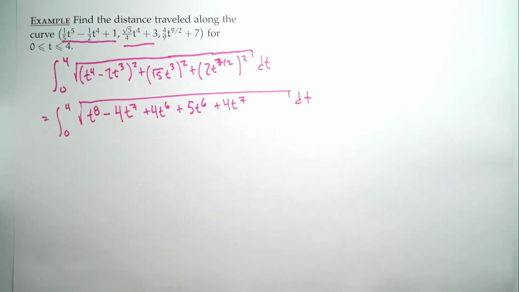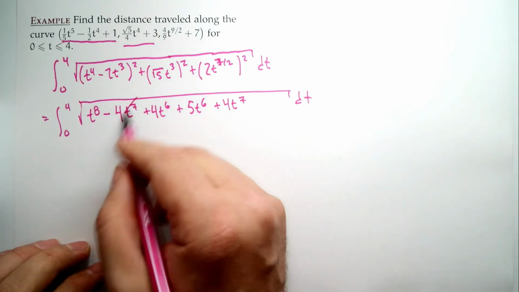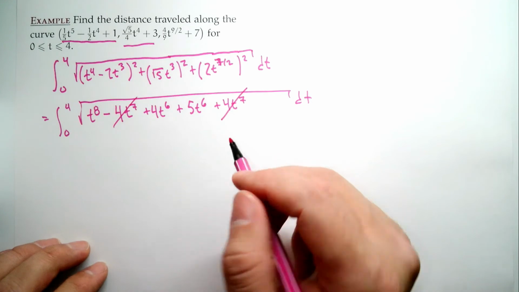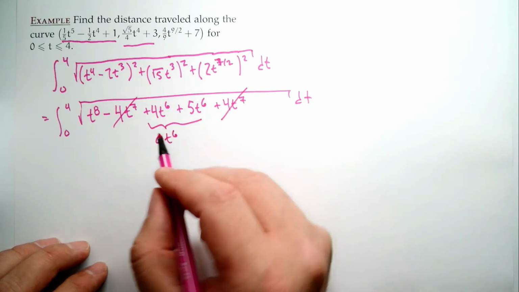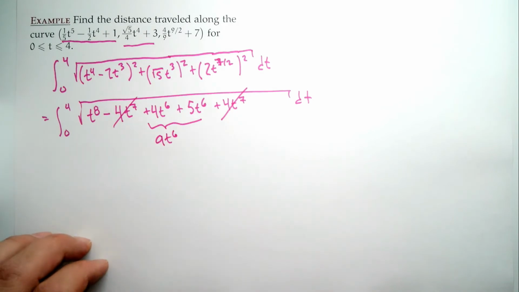Now, does anything simplify? 4t to the 7ths cancel. And of course, these two combine. So we get 9t to the 6. So we have t to the 8th minus 9t to the 6. How do we proceed? What's our next step? We might as well pull out t to the 6. Square root of t to the 6.